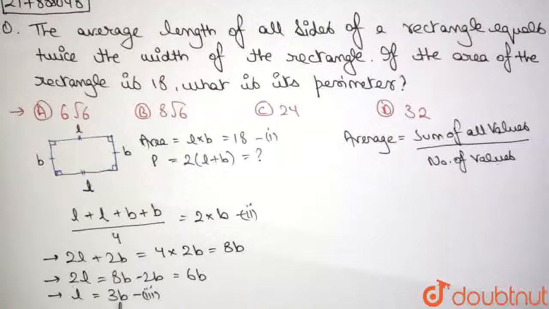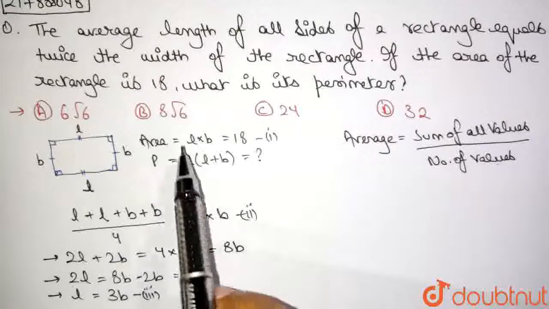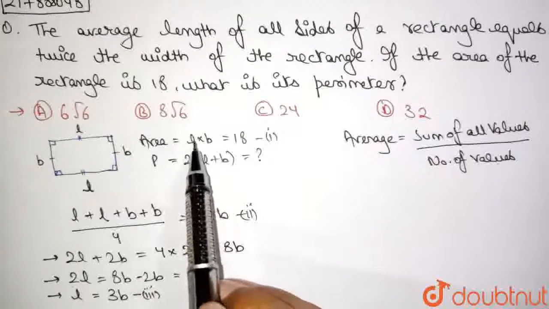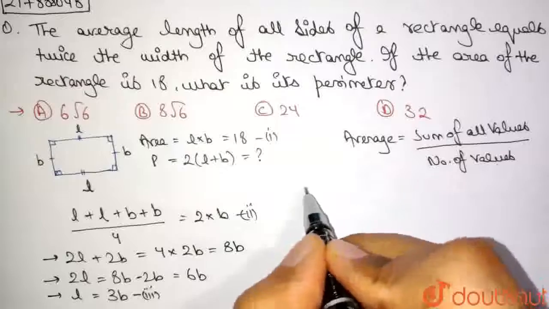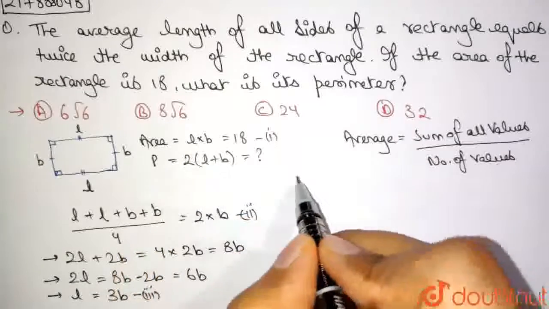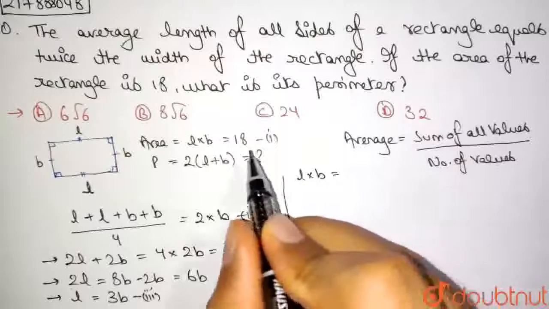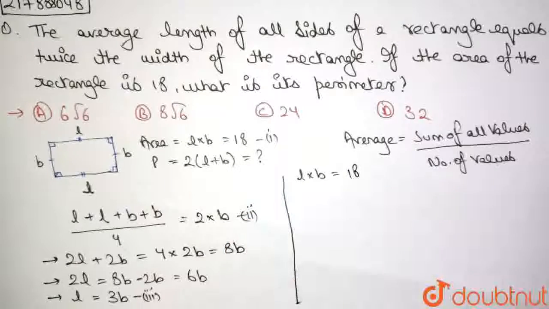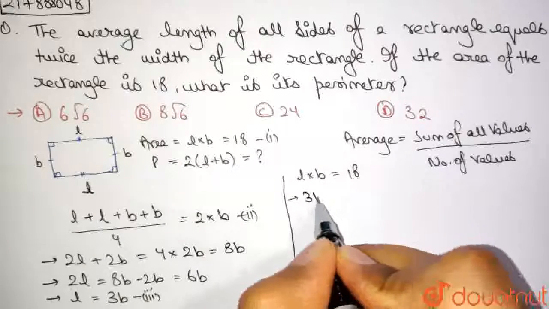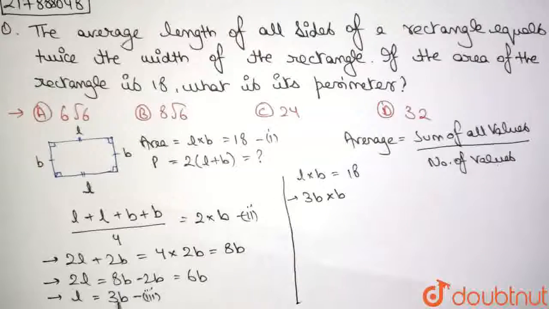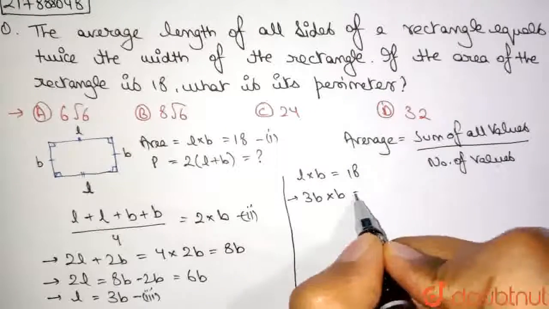Now if L equals to 3B and I put this in the first equation, so using third and first, I'm putting this L equals to 3B into first equation. I'm replacing, so I have area is equals to L into B. So I'm going to write L into B is equals to 18. But since I have L is equals to 3B, so I'm going to write 3B into B. I replace the value of L by 3B that I just obtained here is equals to 18.